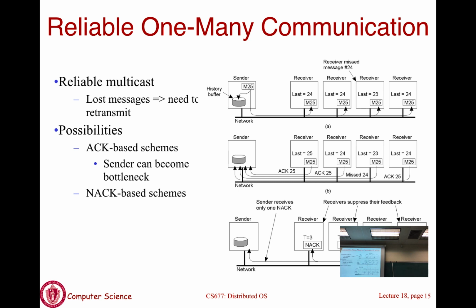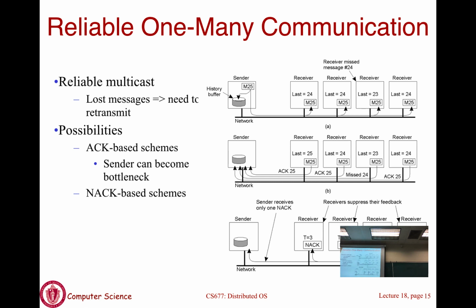In a NAC-based scheme, if by and large the network is doing its job, you will get much fewer NACs coming back, so it will be strictly more efficient. If the network is extremely lossy, you are going to get lots of NACs, and then you have a problem, right? So it's all trade-offs of what the network does and so on.